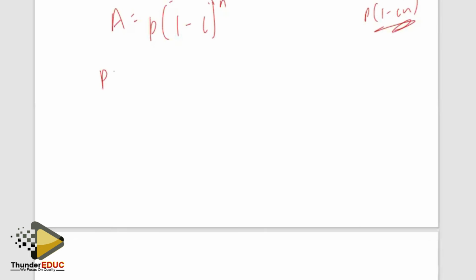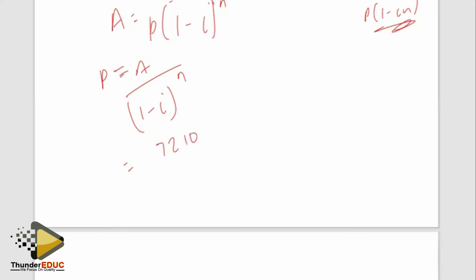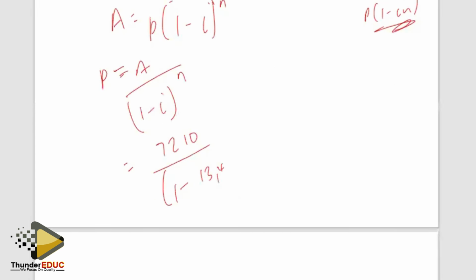So for us to get the P, it will be A over (1 minus i) to the exponent of n. So the final value or the book value is 7,210 over 1 minus 13.4%, to the exponent of how many years? It was 5 years. And then we just punch this into our calculator.